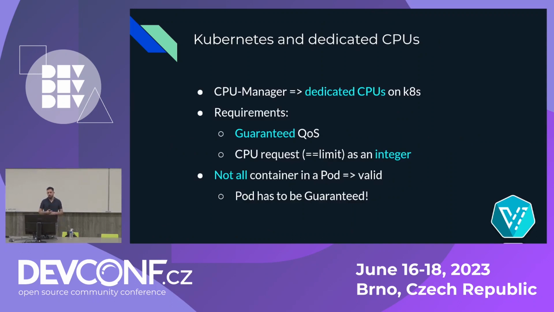So let's talk about dedicated CPUs in Kubernetes. We have the CPU Manager, which is responsible for allocating dedicated CPUs in Kubernetes. And there are two requirements for that. The pod has to be of guaranteed QoS, and the CPU request, which equals the limit, has to be an integer. Another fact is that not all the containers in a pod need to be allocated dedicated CPUs, but the pod as a whole still needs to be guaranteed.